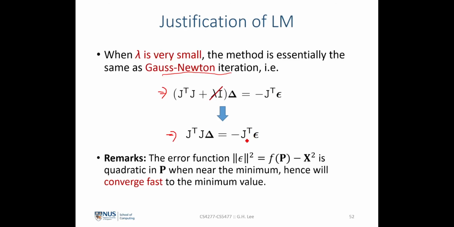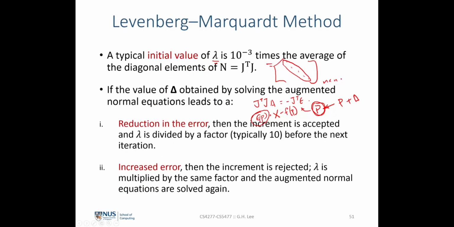What this means is that when lambda is small, there is a reduction of the error, because we saw that when there is a reduction of the error, we are going to divide lambda by a factor, which means that we are going to make this lambda smaller. As a result, we are going to turn the Levenberg-Marquardt algorithm into the same as the Gauss-Newton algorithm when there is a reduction of error.